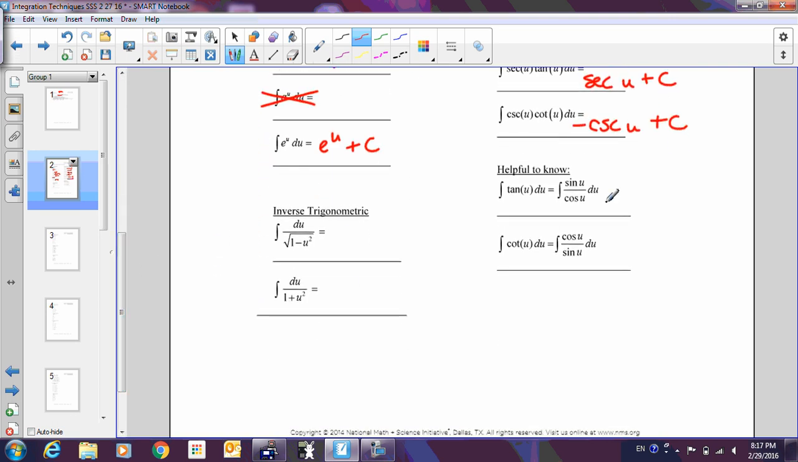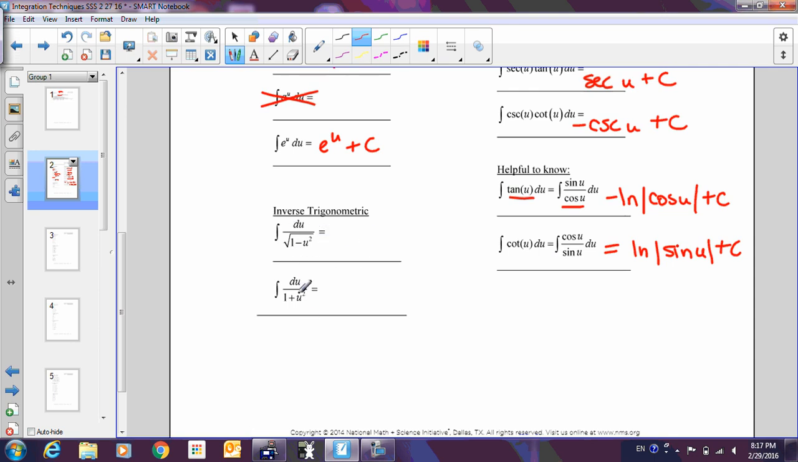Before I get to the inverse, if you can rewrite these like this, it's going to help you be able to use natural log. This ends up being like this if you go through the u substitution. This one's just going to be positive natural log of sine u. It's where you let the denominator equal u, and it works out as a 1 over u du.